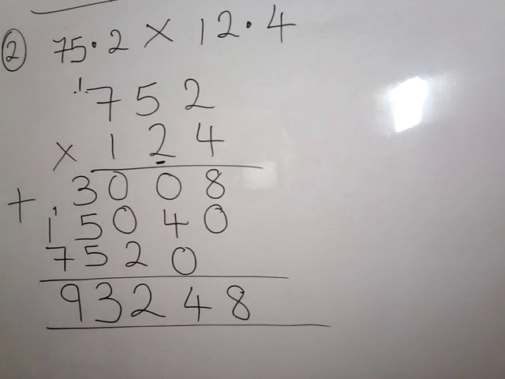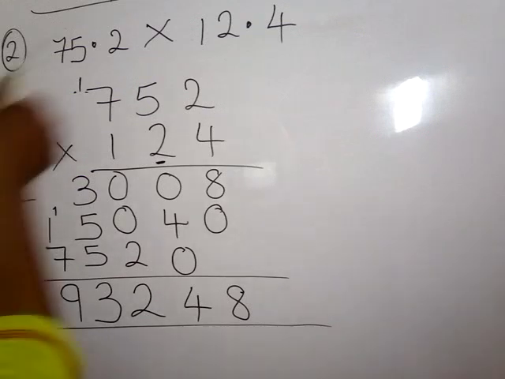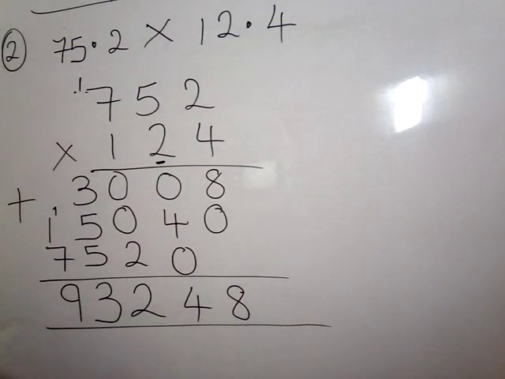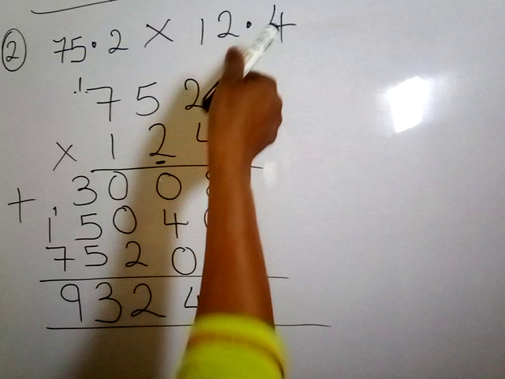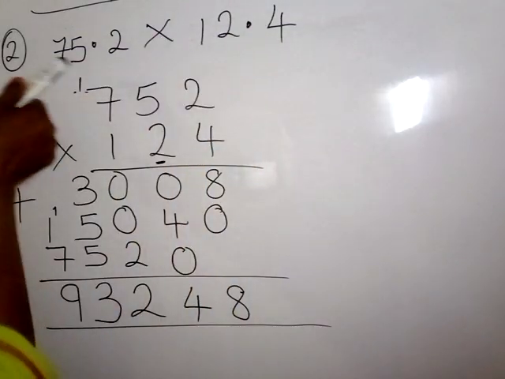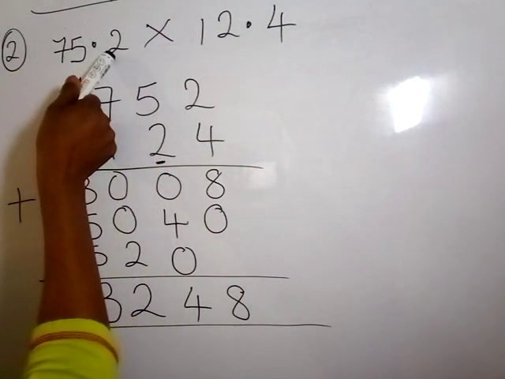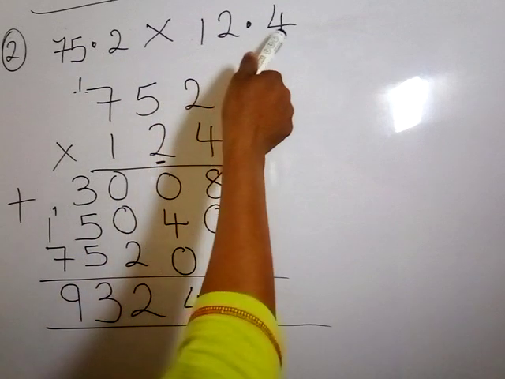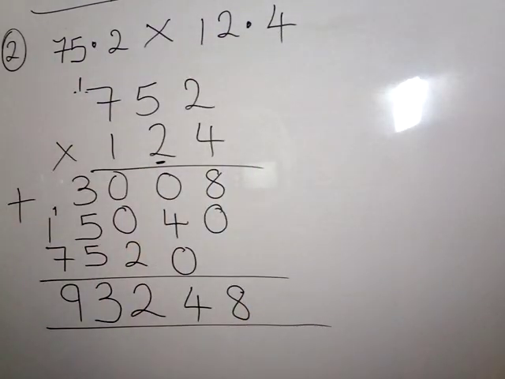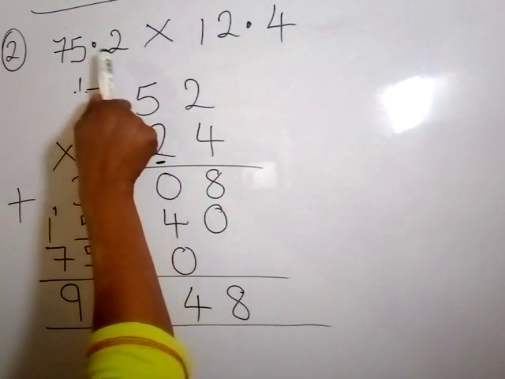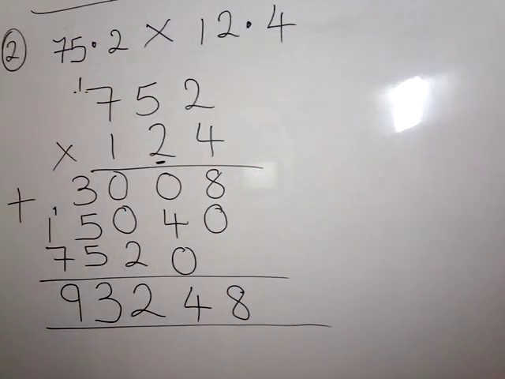Okay, now we have a final answer from the multiplication, but that is not where we're going to stop. Why? Because we multiplied decimal numbers, but here there is no decimal point. So we need to introduce a decimal point. How many numbers do you have after the decimal point? Here we have one after the decimal point, and here we have another one after the decimal point. So that means we have two numbers after the decimal point.